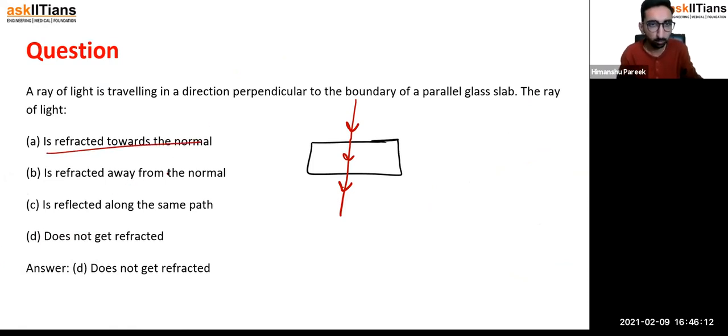The ray of light is refracted towards the normal? No. Away from the normal? No. Along the same path? Reflected along the same path? No, it will not reflect. There is no TIR here. It does not get refracted. Yes, so that's the right answer.